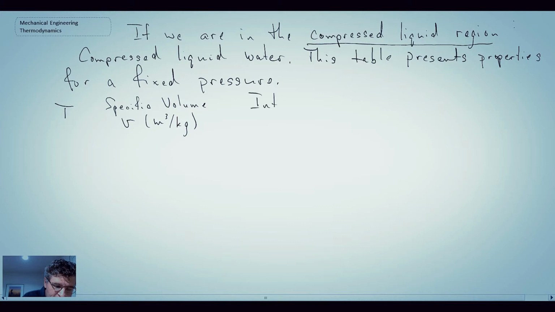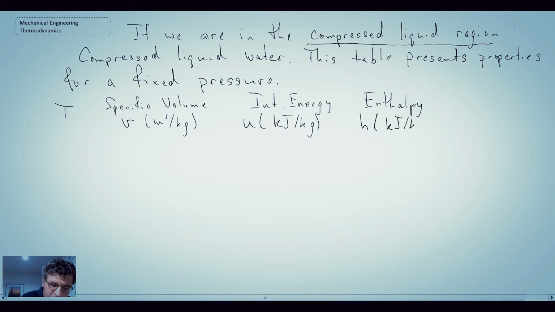Internal energy, that's little u, and that is kilojoules per kilogram. Enthalpy, and that is h, kilojoules per kilogram. And finally, entropy. And that is denoted by little s, and that's kilojoules per kilogram Kelvin. So those are the properties that you'll find in the compressed liquid region tables.